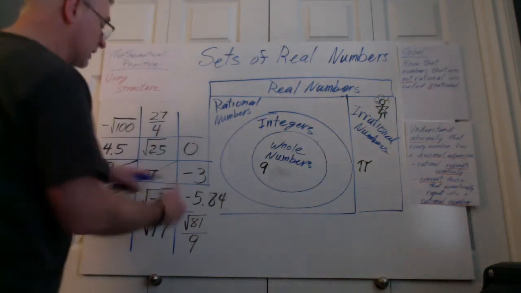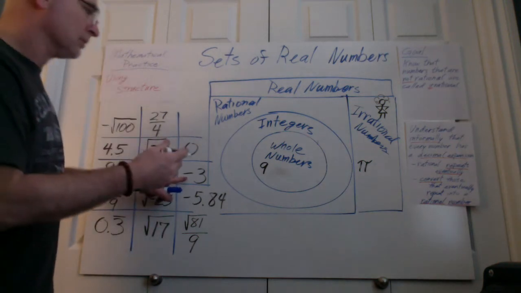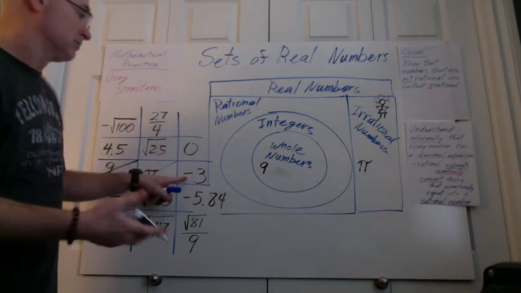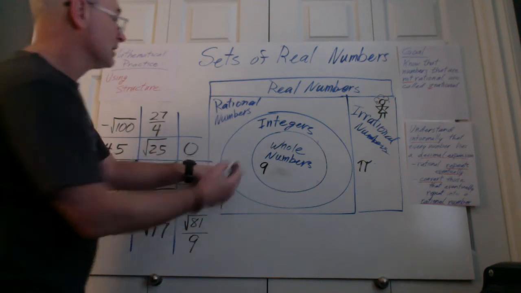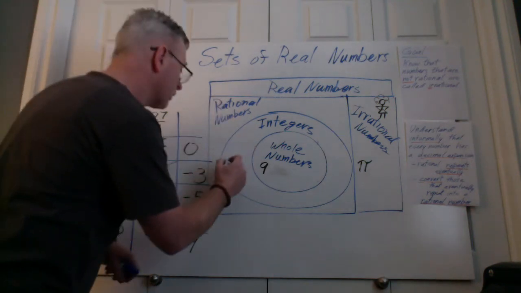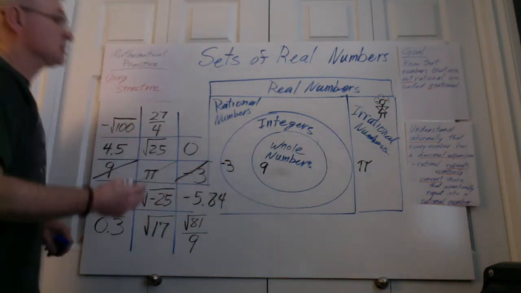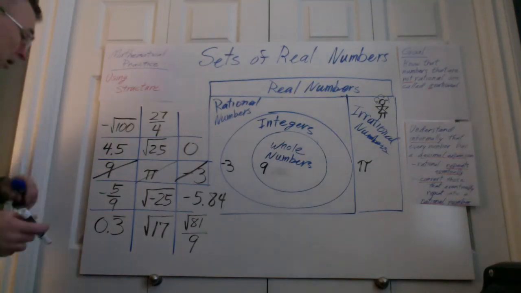Let's go over to -3 here. Is -3 a whole number? No, because I can't have -3 whole pizzas. Is it an integer? Yes. And it's rational, so I'm going to put it right here. -3 goes right there. All right, 3 down, 11 to go. How about the next one?